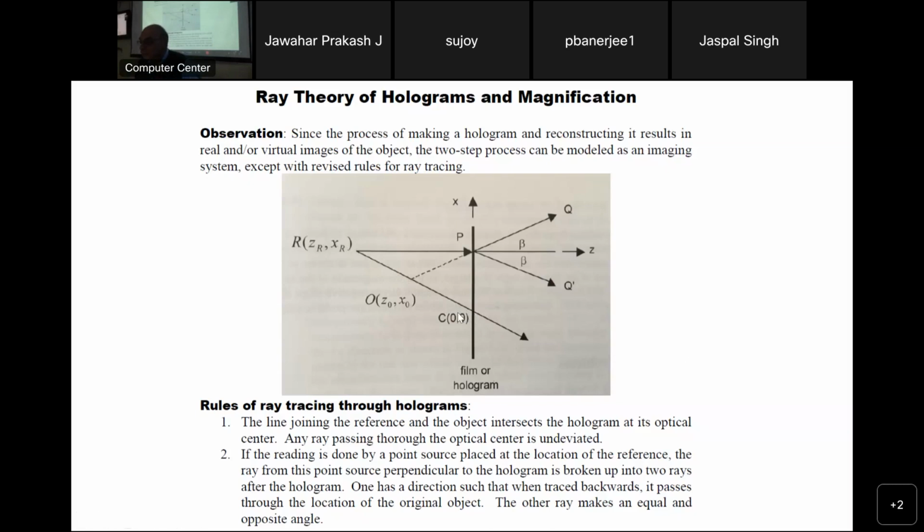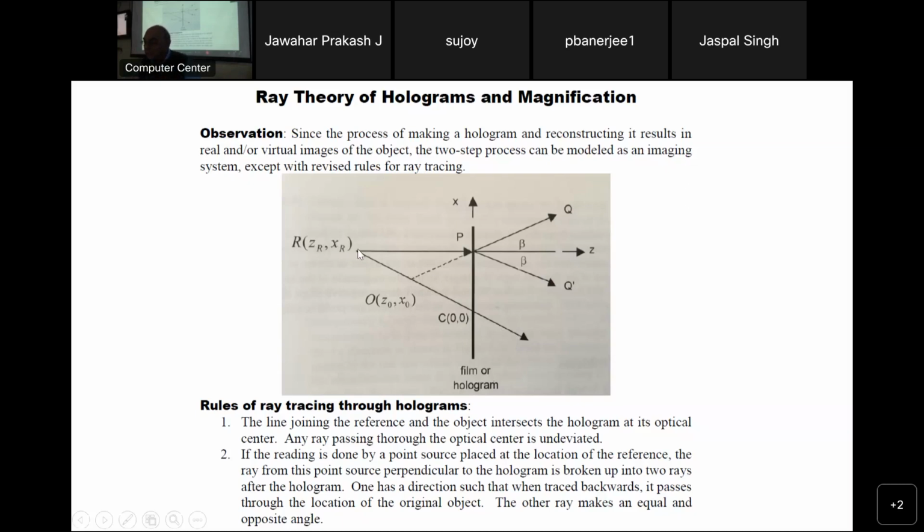So that is what is referred to as the optical center of the hologram, just like you have an optical center for a lens. That makes sense? Very simple and very elegant. And that's one of the laws of ray tracing through a hologram. Now you can make it more general, okay, fine, but it's a simple case.